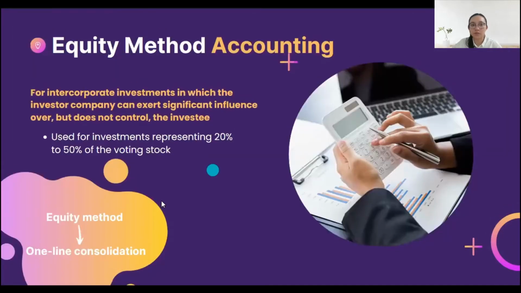Right now, I'm going to explain equity method accounting. Equity method accounting is required for intercorporate investment in which the investor company can exert significant influence over, but doesn't control, the investee. Equity method accounting is generally used for investment representing 20% to 50% of the voting stock of a company's equity securities. Once the investor company can exert control over the investee company, consolidation is required. Accordingly, the equity method is sometimes referred to as a one-line consolidation.